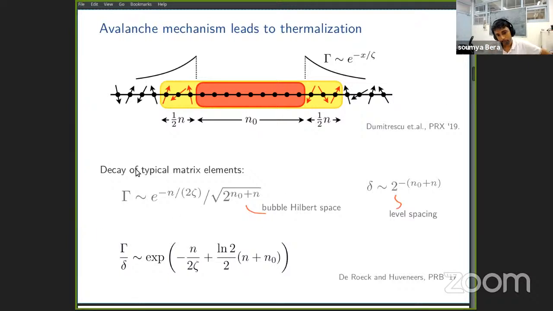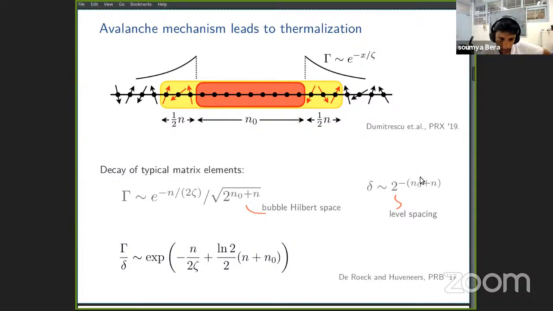For the decay of a typical matrix element, if you think about a simple golden rule type of explanation, there is an exponentially suppressed matrix element divided by the dimension of the Hilbert space of the bubble, which is 2 to the power N0 plus N. Here N0 plus the total is N, another N. Then this matrix element we need to compare with the level spacing of the bubble. The bubble level spacing is nothing but 2 to the power minus (N0 plus N), the many-body level spacing.